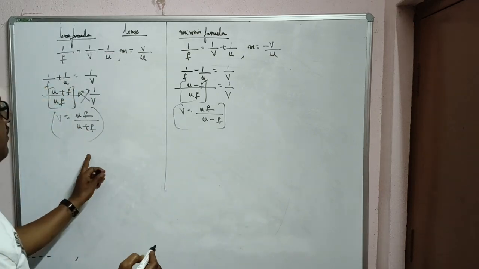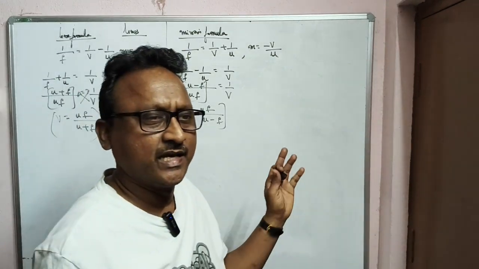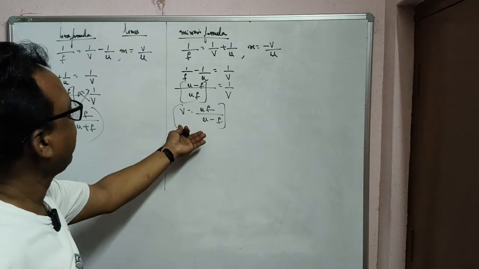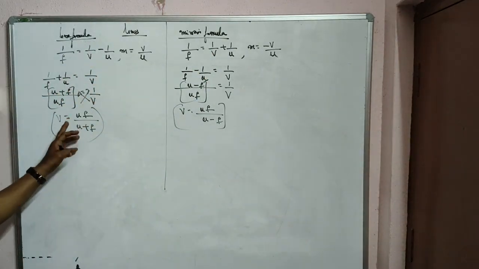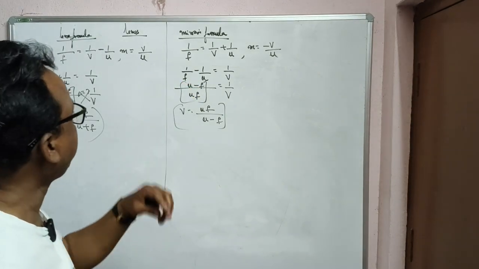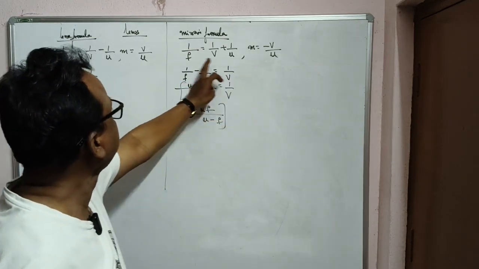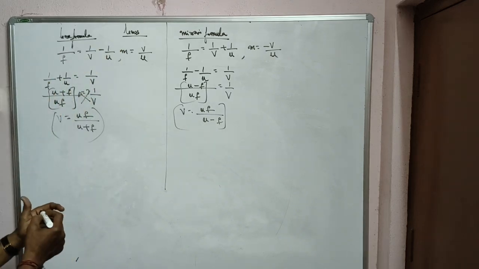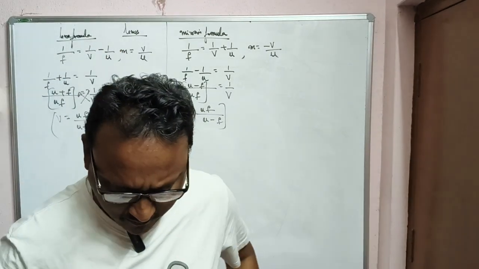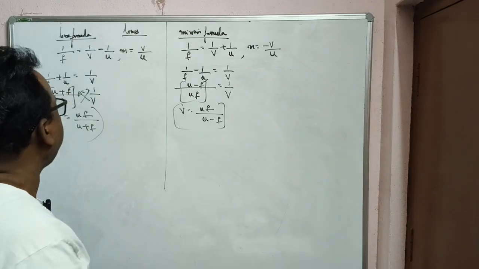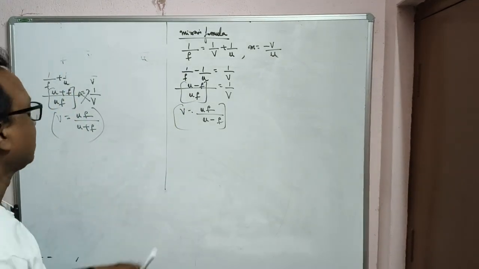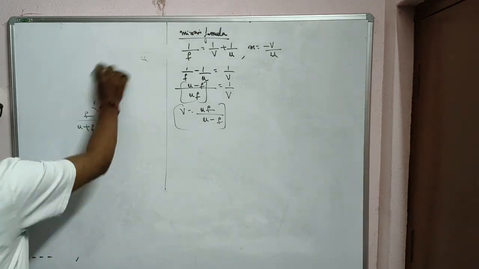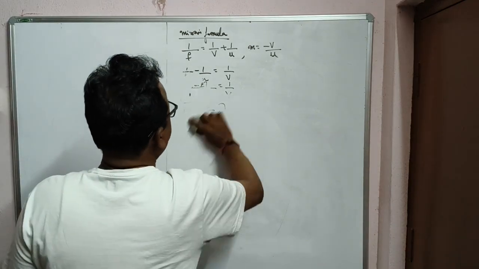These are the shortcut formulas for lenses and mirrors. In mirrors, because plus is there, you have uf by u minus f, and in lenses, because minus is there, uf by u plus f. And that is the magnification formula in mirrors, and this is the magnification formula in lenses. Clear? Now let us go to the power of the lens as well as the mirror. Please note it down. Right. Now how to define the power?